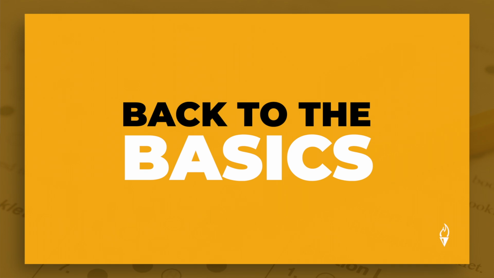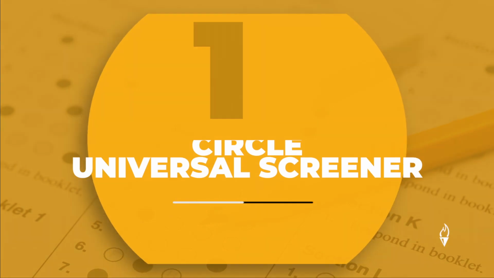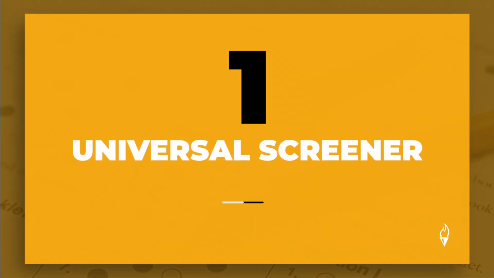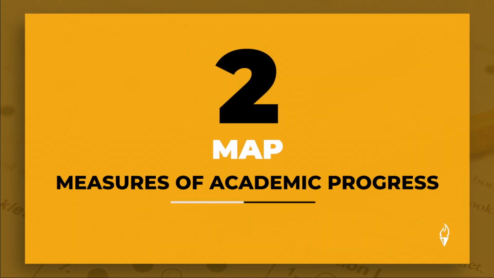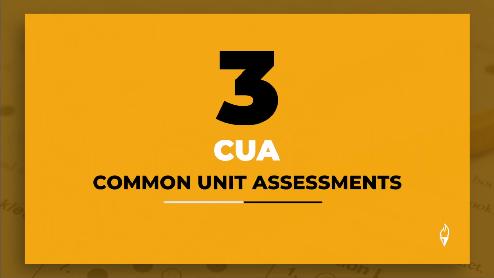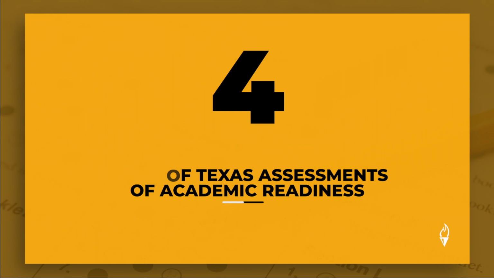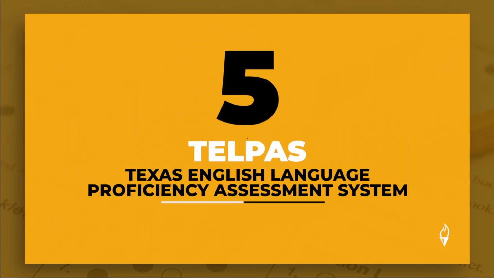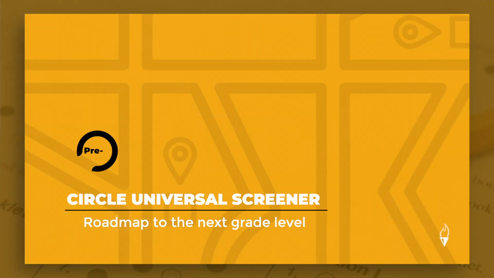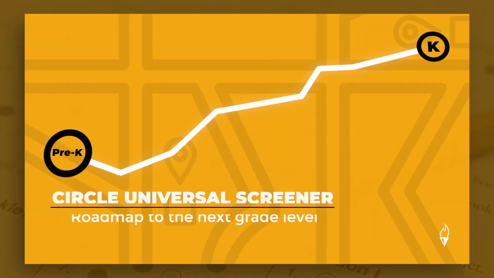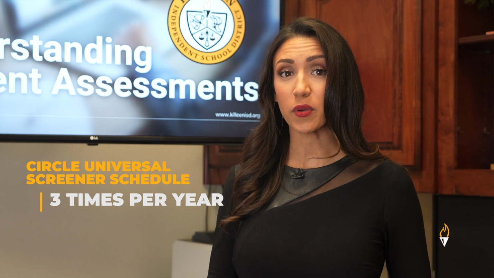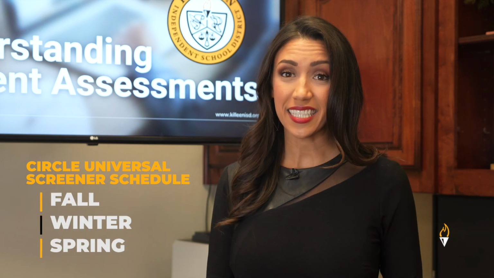to the basics. Killeen ISD administers 5 assessments: the Circle Universal Screener, MAP, Common Unit Assessments, the STAAR test, and TELPAS. Think of the Circle Universal Screener as a roadmap to the next grade level. Students will take the Universal Screener 3 times throughout the year, once in the fall, winter, and in the spring.